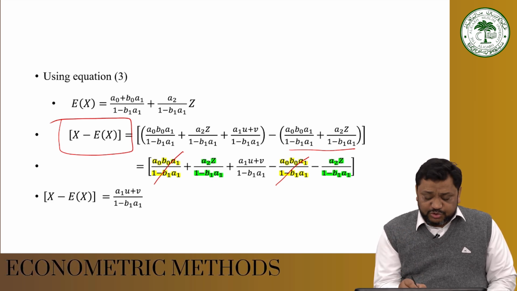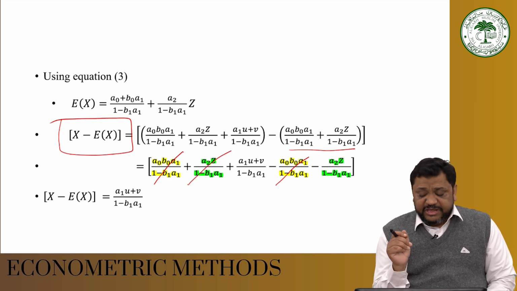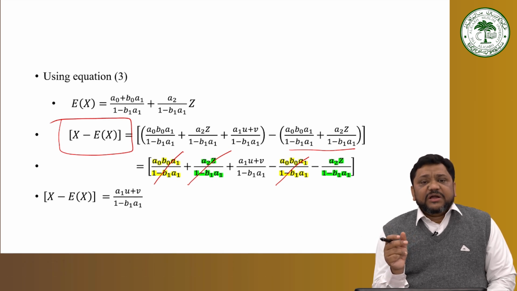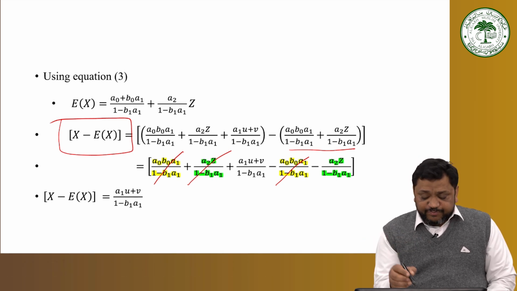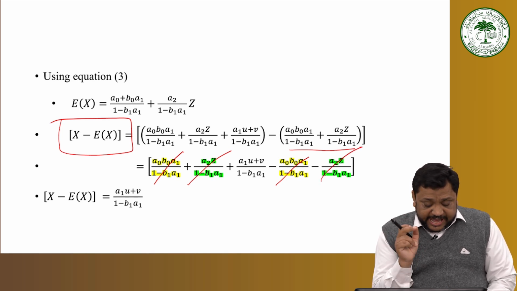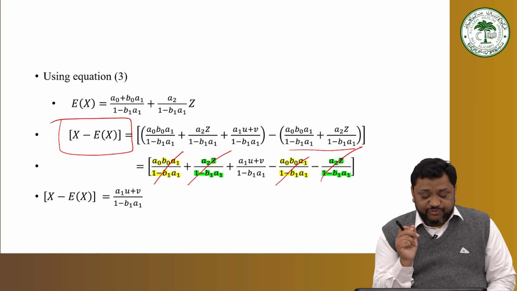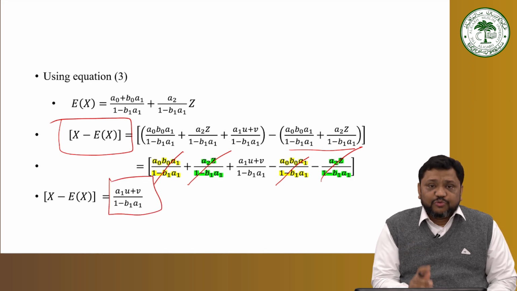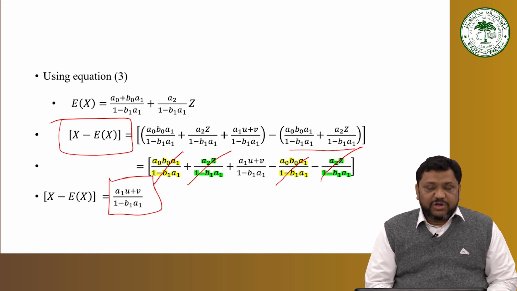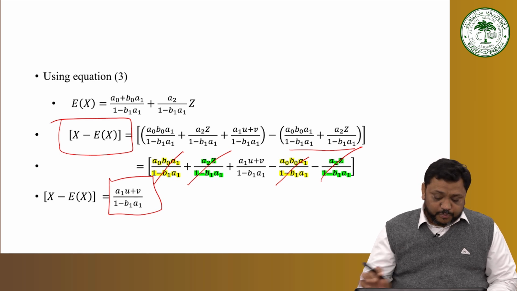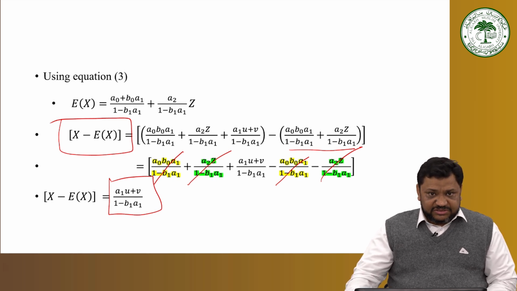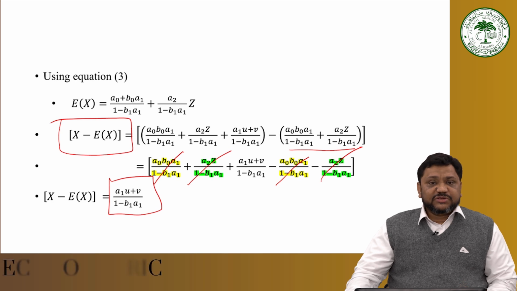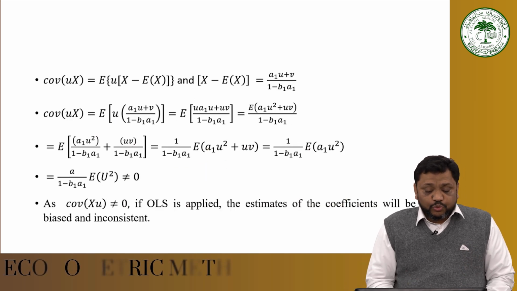And again the ones highlighted with green color, that is a2z divided by 1 minus b1 a1, and another term with the same numbers but the negative sign, so these green terms also cancel. So for the component x minus expected value of x, we are left with only a1u plus v divided by 1 minus b1 a1. So we got the term of x, and what was our covariance? We have to multiply this with u.